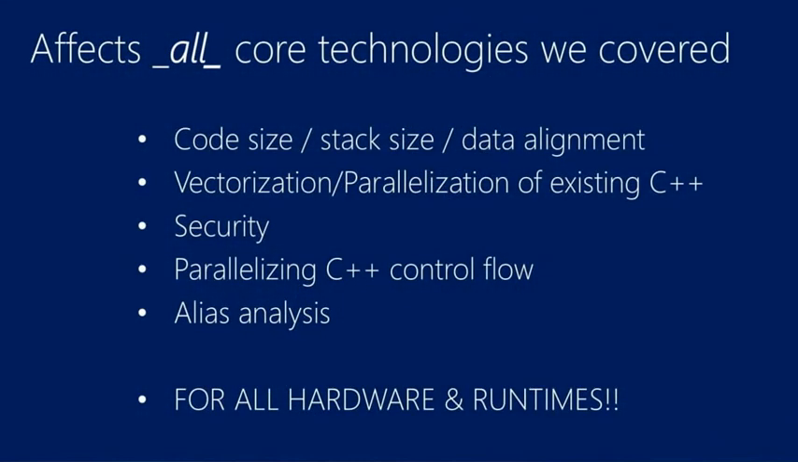So alias analysis and type propagation in that Mobius strip affects all core technologies that we covered. It affects our ability to do stack packing and code size optimizations, vectorization, security, parallelizing C++ control flow. And it has an iterative effect on our ability to do interprocedural alias analysis. And most importantly, all of these technologies improved affect all hardware and all runtimes that we target.